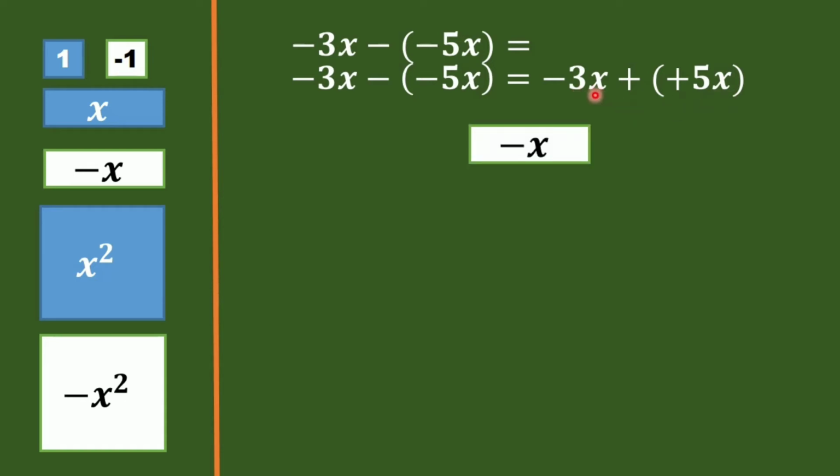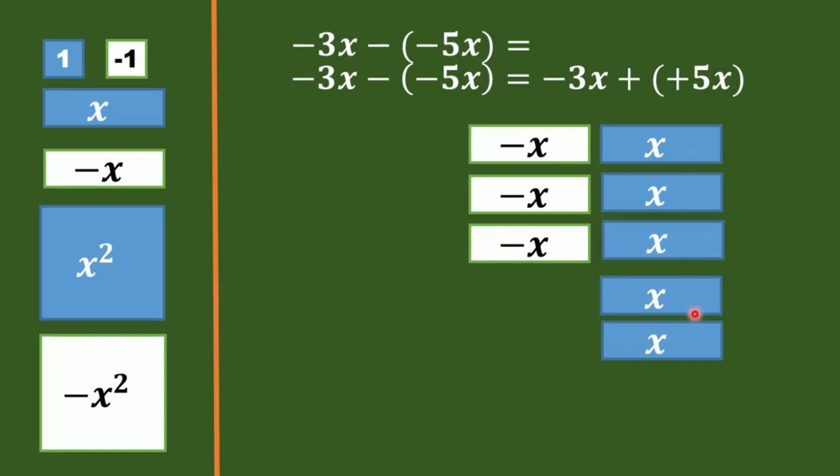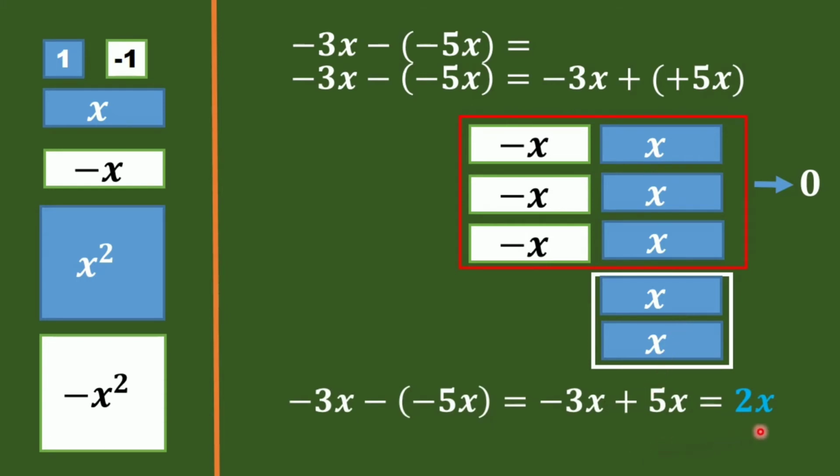So we have negative 3x, which will be negative x, negative x, and negative x. There are 3 negative x's. For 5x, we have positive x, positive x, positive x, positive x, positive x. We have 5 positive x tiles. And of course, we have pairs of negative and positive. This will result in 0. What remains is only 2 positive x tiles. Therefore, the answer is 2x.